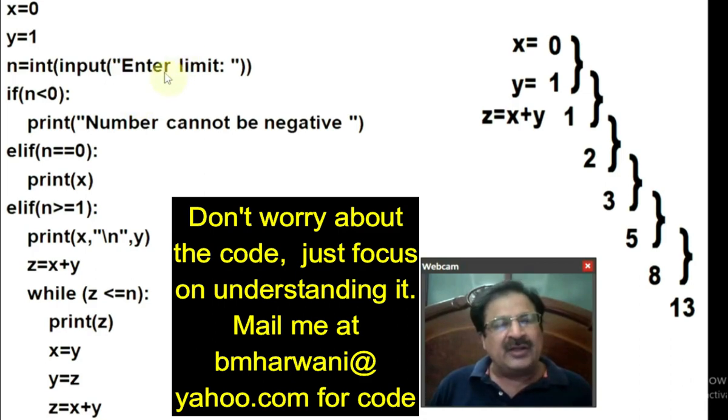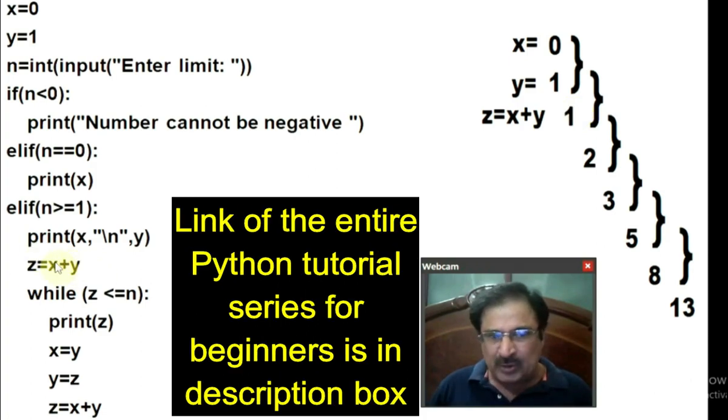Let us assume that the user has entered the limit as 5. Is 5 less than 0? No. Is 5 equal to 0? No. Is 5 greater than 1? Yes. So print x and y. So you get this 0 and 1, which are initial fixed values of Fibonacci numbers, right? So you are displaying them, 0 and 1. Z is equal to x plus y. X plus y, that is 0 plus 1 is 1. Is 1 less than or equal to 5? Yes. It is displayed. Value of y is assigned to x, that is 1 is assigned to x. The value of z is assigned to y, that is 1 is assigned to y.